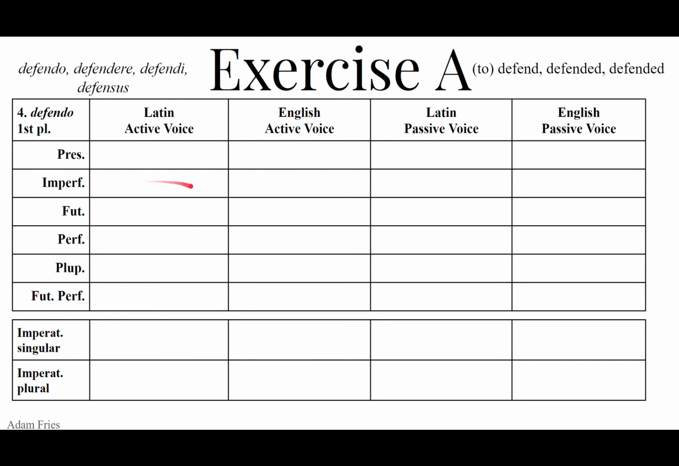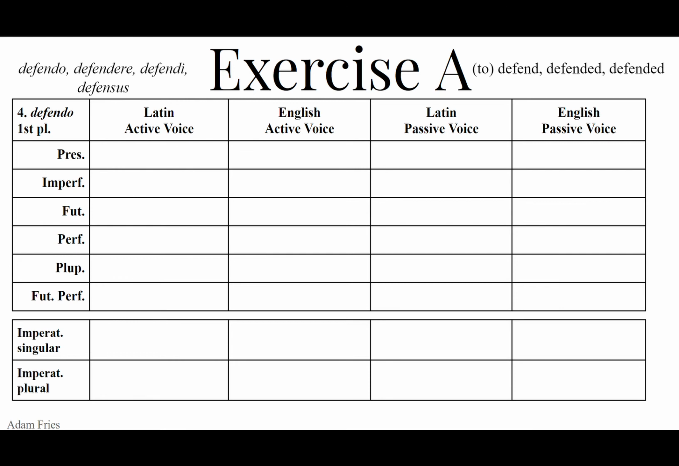The imperfect adds the letter E between the stem and the ba. Defendebamus, we were defending. The passive, defendebamur, we were being defended. The being is important, Ben. No bo, bi endings on this third conjugation verb.